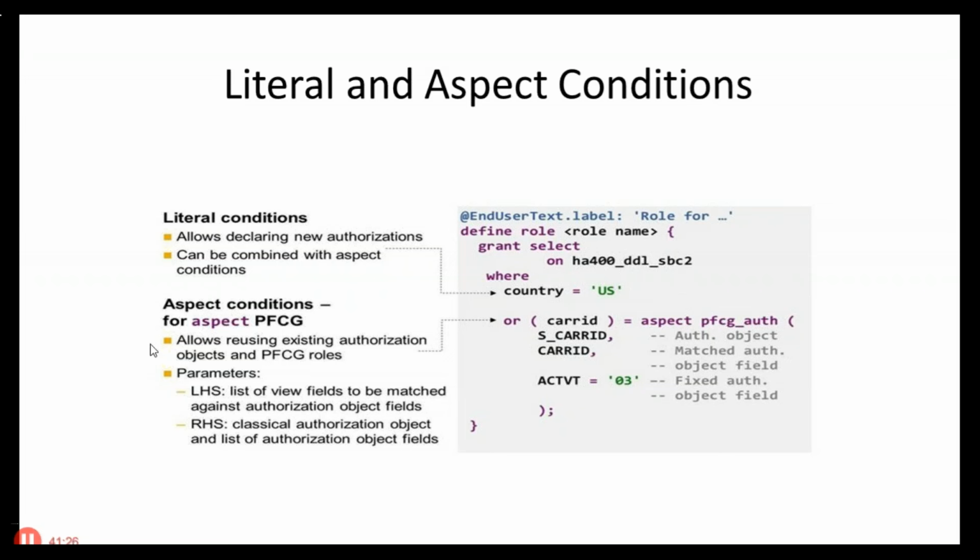Then we have aspect conditions for aspect PFCG. It allows reusing existing authorizations. So we have this PFCG, or carrid equals aspect pfcg_authorization. Aspect pfcg_authorization is a standard. It's a code actually. Okay, so these are the things that we have. So parameters, we are doing the parameters, guys. So we are checking the parameters and all.